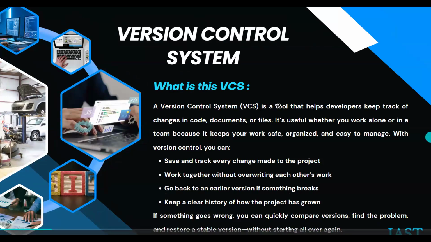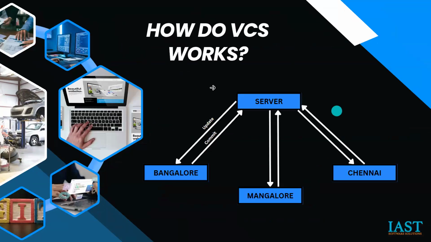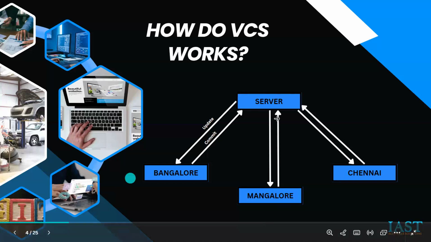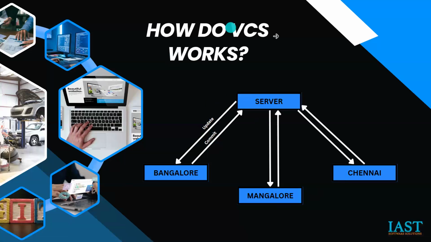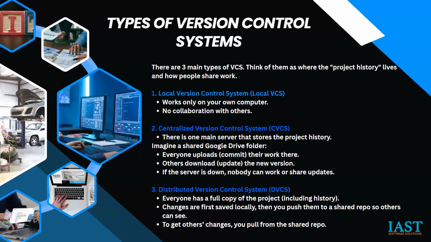Next is how a version control system works. You have a central server, and you and your friends are sitting in different locations. You can easily update changes directly into the server, and that is what VCS is. Basically, you're controlling the version of your project easily using VCS. Now, when it comes to the types of version control system, we have three different types.